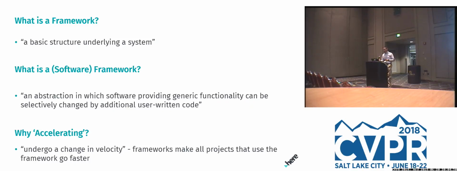More specifically, what is a software framework? And here's the meat of what we'll talk about. An abstraction in which software providing generic functionality can be selectively changed by adding additional user code, right? And so that's really the key, where we're going to have some kind of core code, infrastructure code we'll talk about, that then you can take these algorithms and treat them as this specialization. And what do I mean by accelerating? Just in the idea that we can actually go faster overall by doing this, right? So if we don't do frameworks, we'll go some speed. If we do make frameworks, we'll hopefully go a different speed.